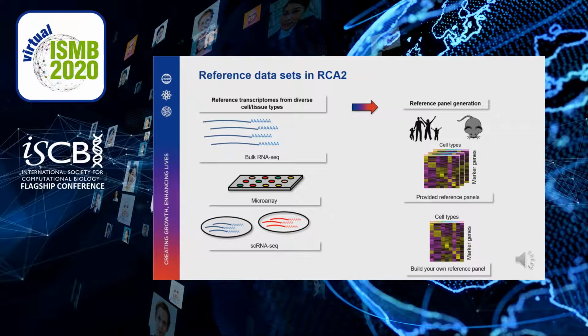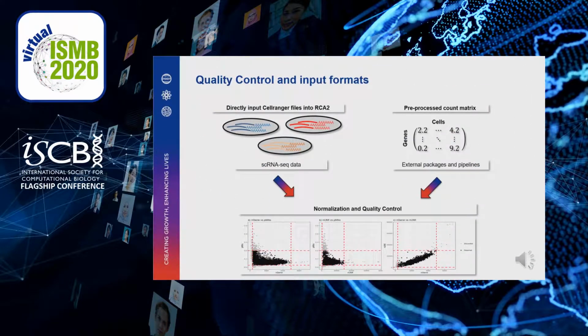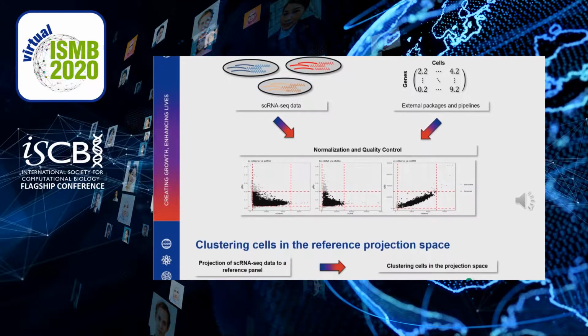RCA comes with a predefined collection of human and mouse reference sets, which are based on bulk RNA-seq, microarray, or sorted single-cell RNA-seq data. Also, users can generate their own data sets using their own reference data. RCA2 offers the direct input of results from Cell Ranger, but also of pre-processed count matrices, for instance from Seurat, and those can then be subject to quality control and normalization.